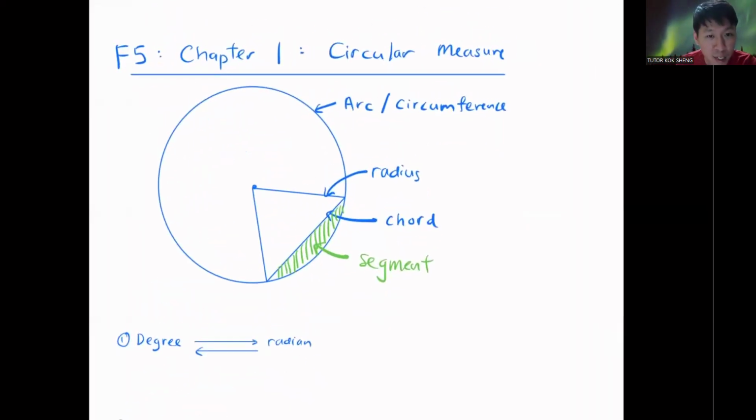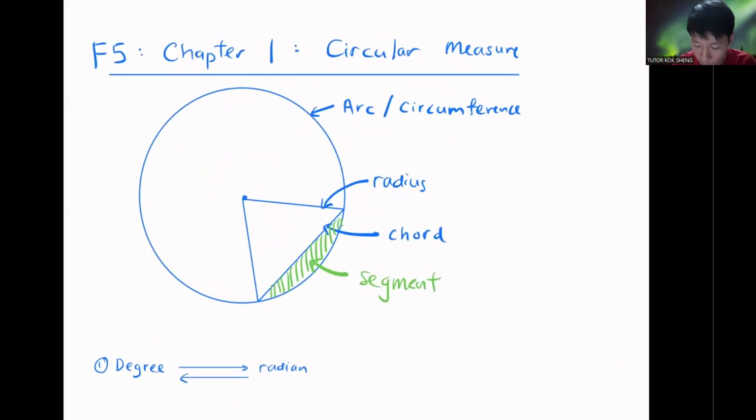The first thing you can see here is circular measure, the circle. First I have to recall the names of the parts of the circle. The whole circle boundary is called the arc, or you can call it the circumference. The line from the center is the radius. The line joining two points on the circle is called a chord. The shaded part here is your segment. Of course there are more.